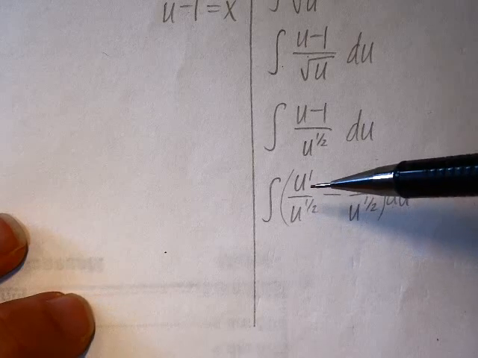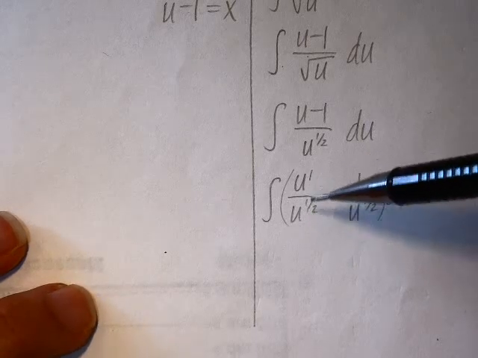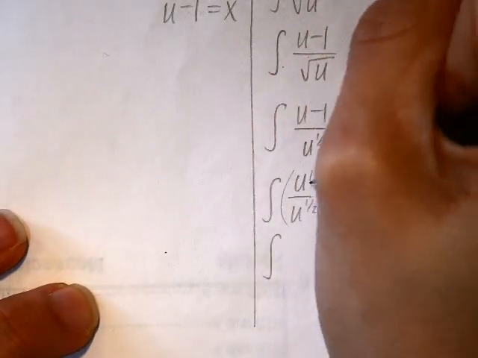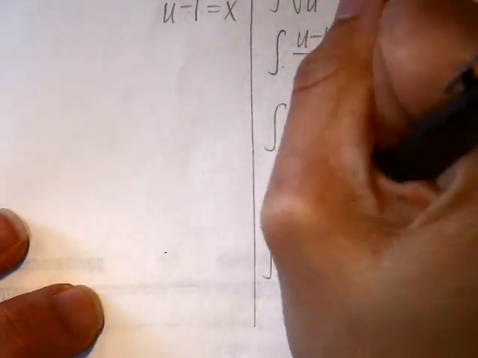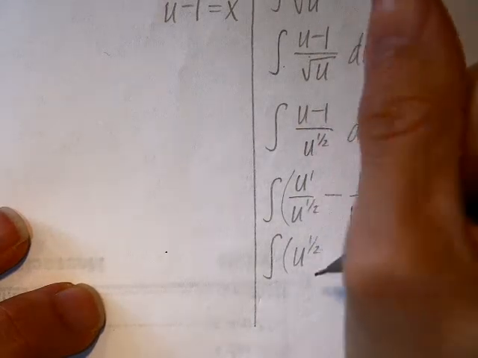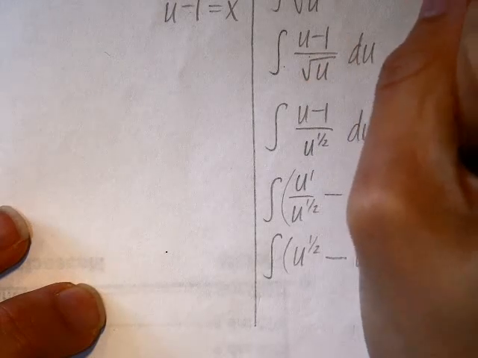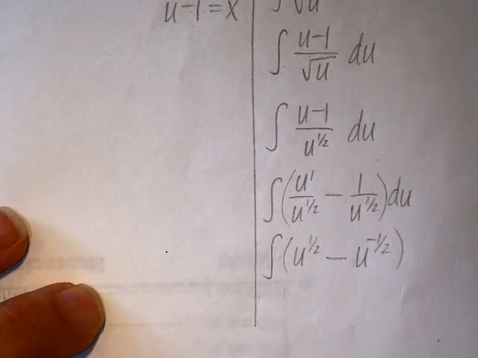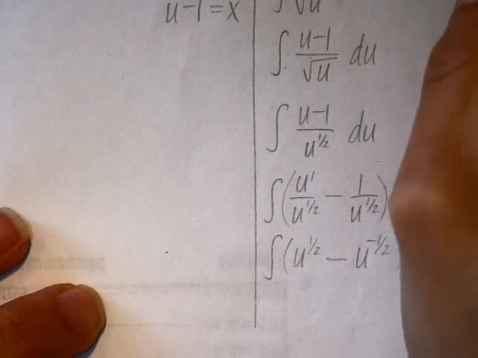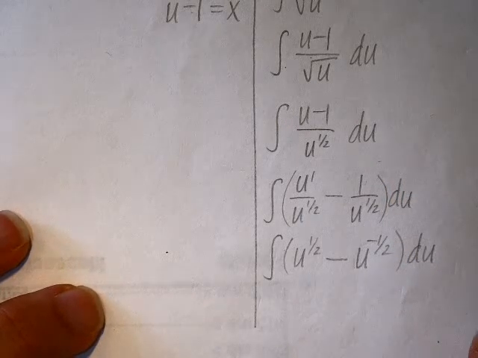And if I think about how fractions work, exponents in fractions can subtract to simplify. So u over u to the 1/2 really just simplifies to u to the 1/2. 1 minus 1/2 is 1/2. Then minus, this interesting little fraction can just be a negative exponent, u to the negative 1/2. And now I have two power rules. This is actually a totally doable antiderivative.